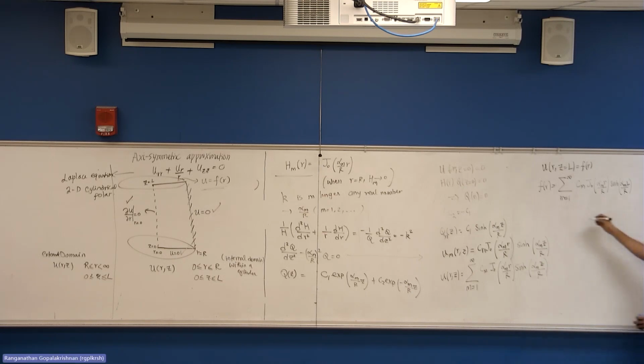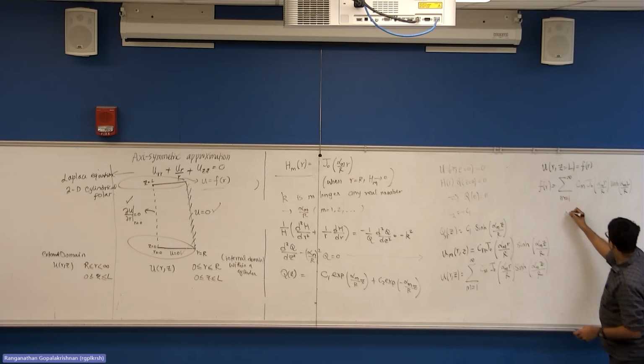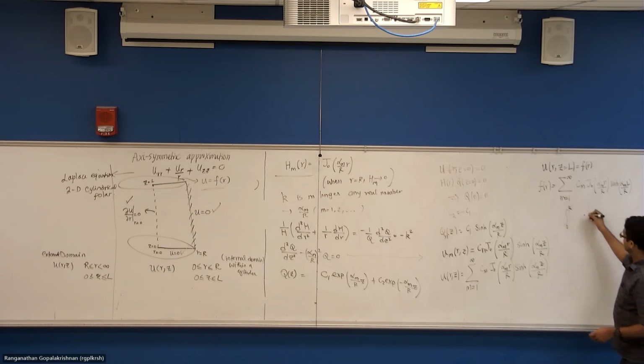So if I consider an interval for z, for r, 0 to R, the Bessel functions are orthogonal in this interval. How do you prove this?